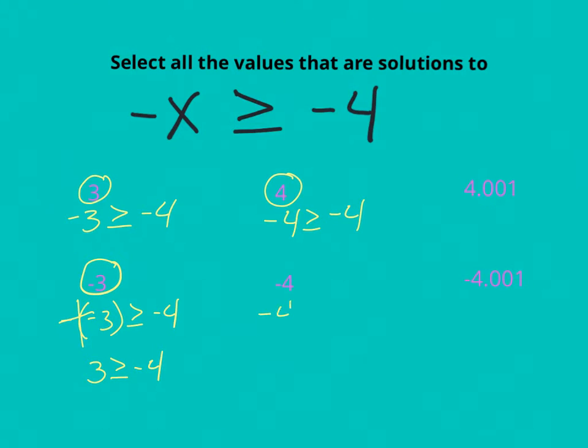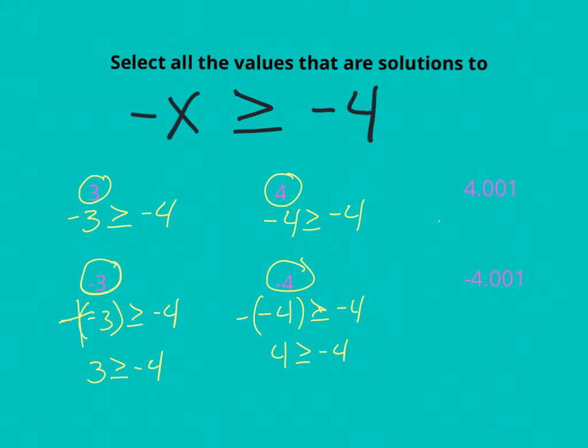A double negative 4 is going to be greater than or equal to negative 4. Becoming a positive 4, that is also greater than negative 4. So far everything solves this inequality.